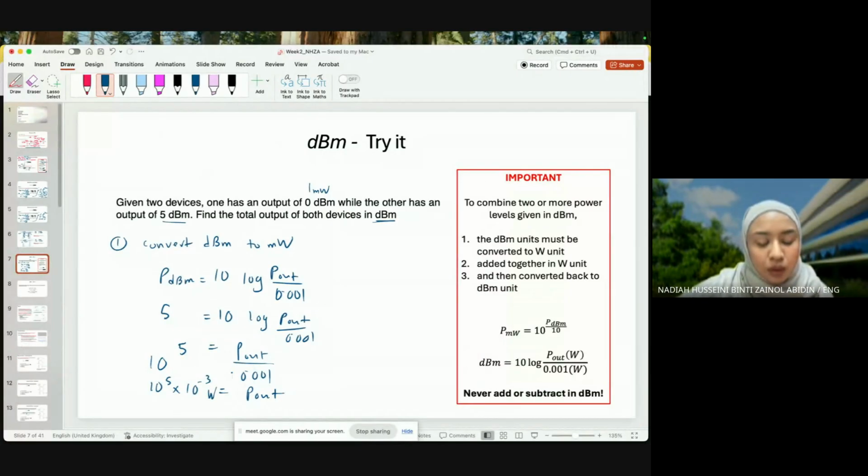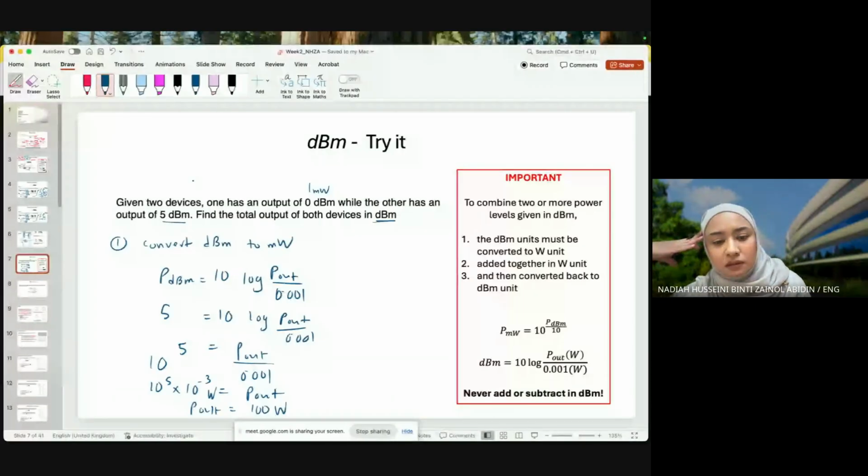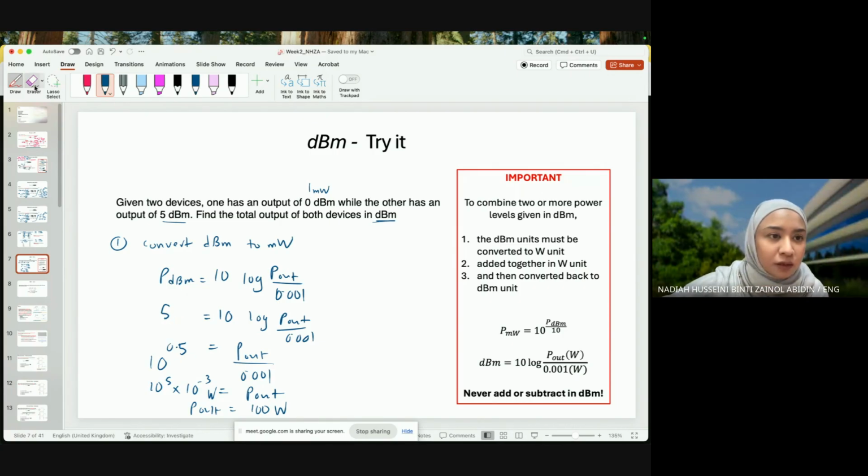I get 10 to the 2, which is my P out. So this is going to be in watt. Okay. 10 to the 2 is 100. Hopefully that's right. Okay, so P out is 100 watt. I'm not very convinced with my math, but I think this is right. The other is 1 milliwatt, and this is 100. So this is kind of big. Wait, did I do this wrong? P dBm 10, 5. Okay, so this is big. 10 to the 5. This is 0.5. Why didn't anyone say anything?